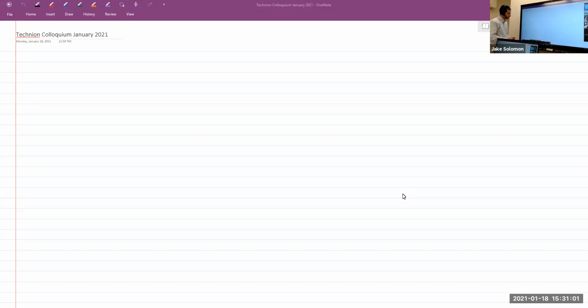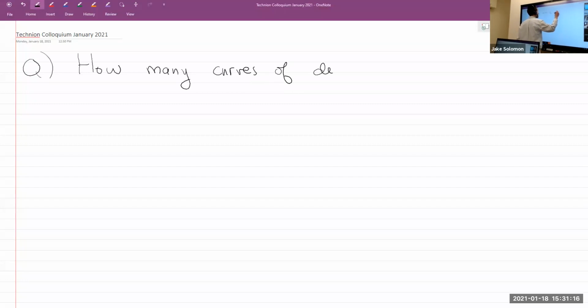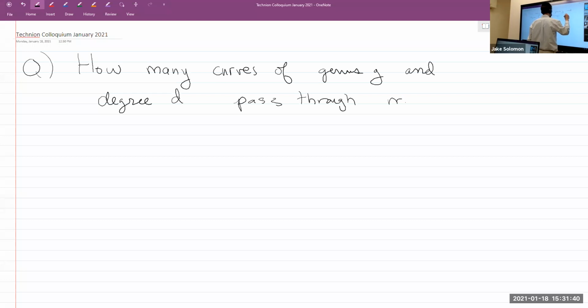So I'm going to talk about specific instances of the following sort of question: how many curves of genus G and degree D on a, well, say, pass through M points in a space X. This is an overarching question.